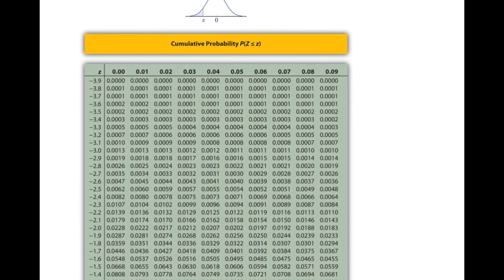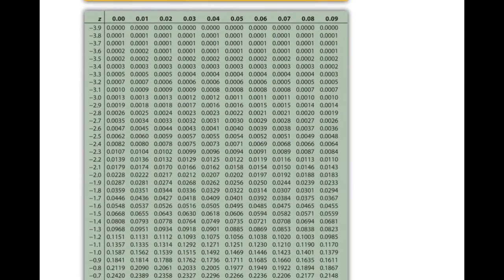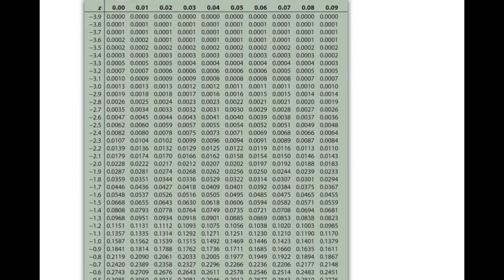For example, suppose we are trying to find the area to the left of z equals negative 1.16. Looking at the table, we find the side with the negative z-scores. To look up negative 1.16, we first look up negative 1.1, and then we look over this row to find 0.06 to add on the hundredths place. We can see here that the area to the left of negative 1.16 is 0.1230.